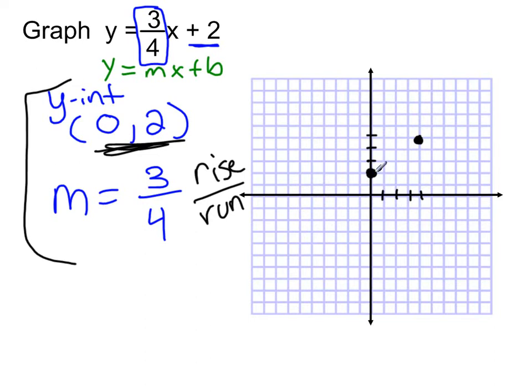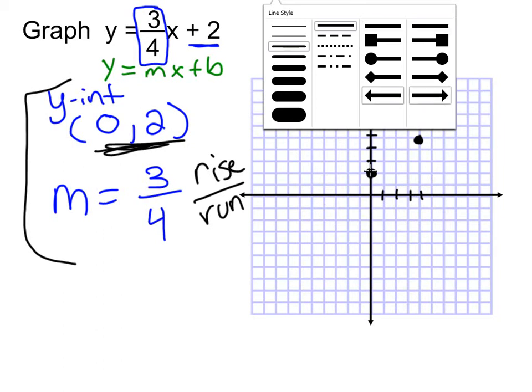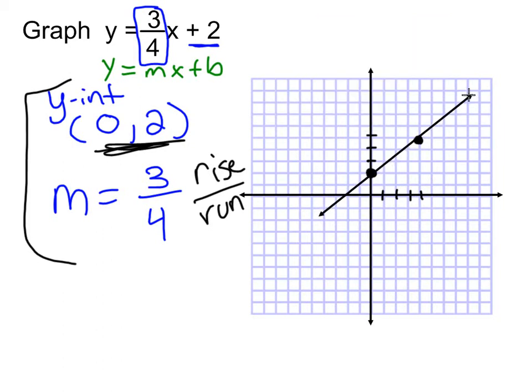Now this is from this point, so when we go from A to B to find the slope, we go up 1, 2, 3, and we run 4. Connect the dots, and you've graphed the linear equation. Let me get my line, and there we are, done. Not a lot of math to do, right? We just had to pick out the important stuff and then use it onto the graph.